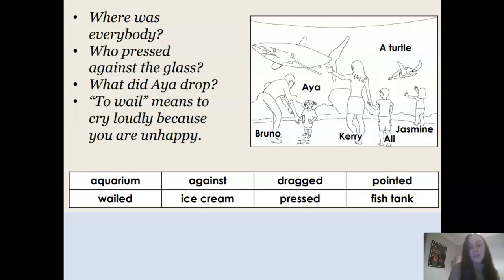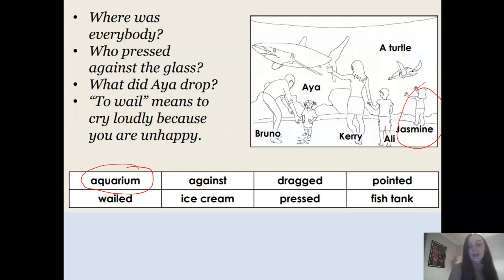Okay, so using these words you can answer some questions here. Where was everybody? Okay, that's right, they are in an aquarium. So we're going to use that word in our writing today to explain where people were. Now look at the picture. Who is pressed against the glass? Can you see their name? You can say it out loud or point at it on screen. That's right, we can see here Jasmine is pressed against the glass.